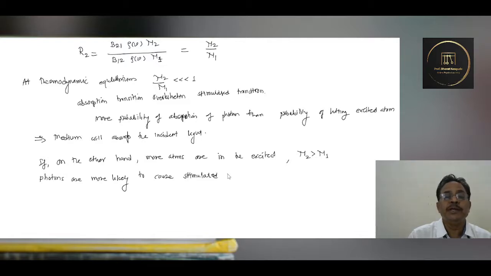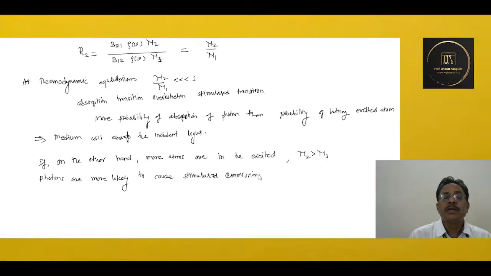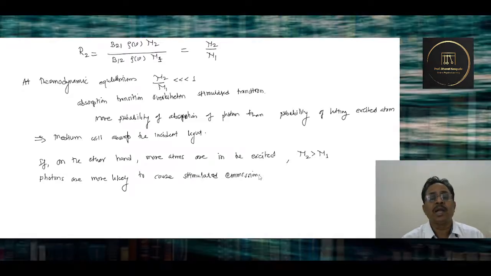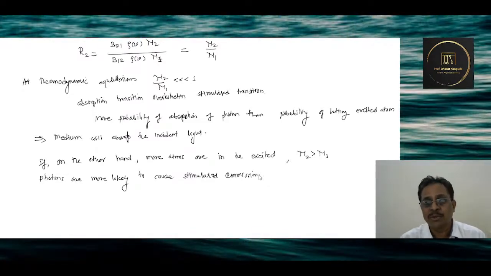That is what we needed. And for that, as I said earlier, we have to have a mechanism that will help us make N2 more than N1, and that is called population inversion. So you have to make N2 much larger as compared to N1. So most of the atoms remain in the excited state, and whenever a small trigger comes, because of that large number of atoms, this is a cascading process.